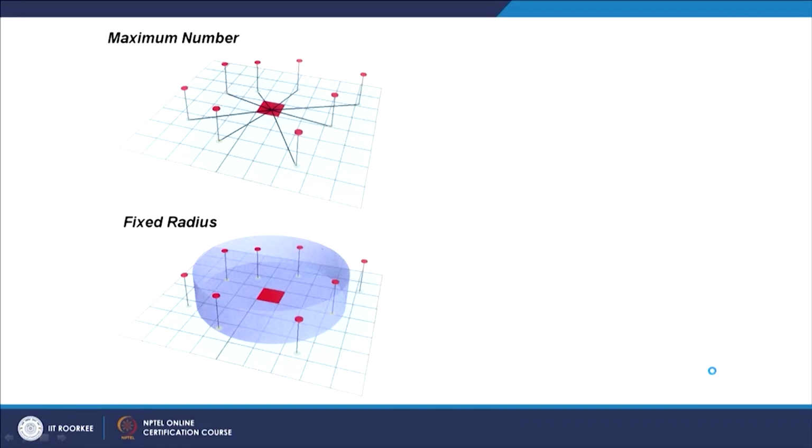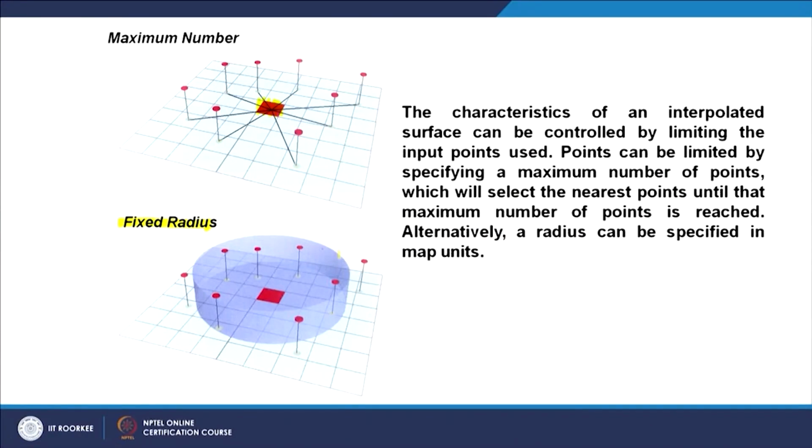Now, about the search radius. If we specify the number of points, say 12 surrounding points or 5 surrounding points, to determine the cell value of this grid, then it will search up to that number of points. But if I provide a fixed radius, then it will search based on the radius rather than the number of points. So, both options are available.